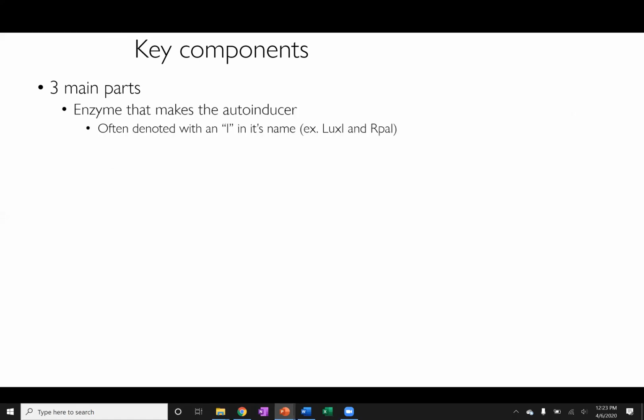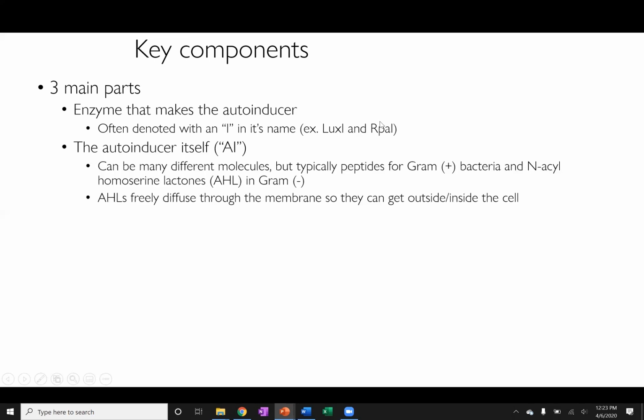So there are three key parts to quorum sensing that we need to understand. We're just going to outline the basics of them right now. First is an enzyme that makes the autoinducer. This is typically denoted with an I in its name. So we typically see things like LuxI or RpaI. We need the autoinducer itself, or the AI for short.